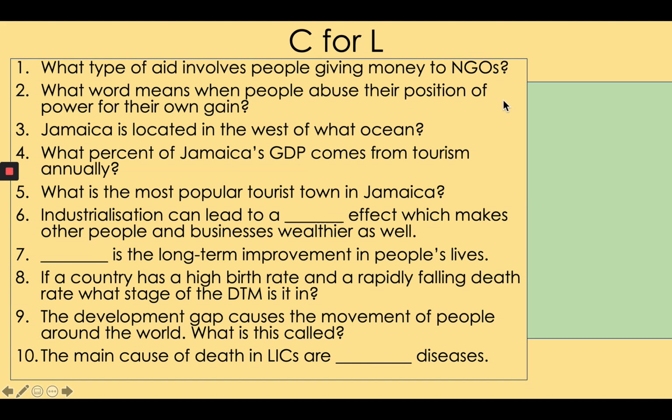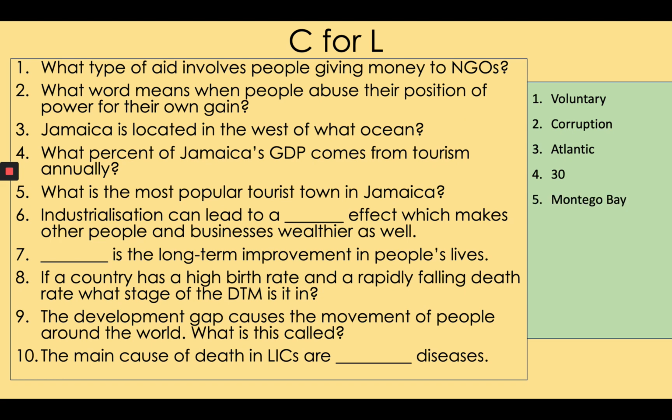So number 1, what type of aid involves giving people money to NGOs? It's voluntary aid. 2. What word means when people abuse their position of power for their own gain? Corruption. 3. Jamaica is located in the west of what ocean? The Atlantic Ocean. 4. What percent of Jamaica's GDP comes from tourism annually? 30%.